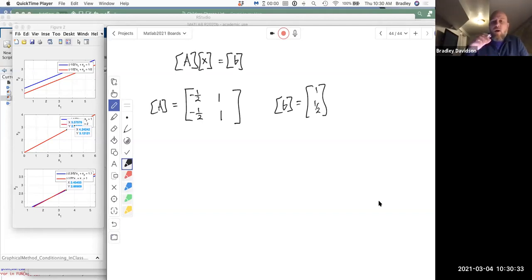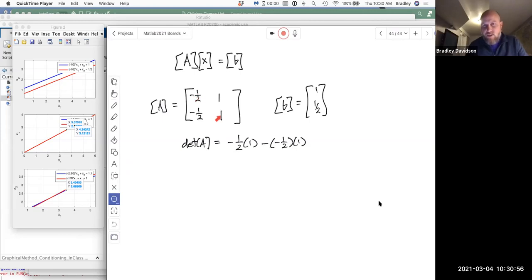Calculate really quickly the determinant of your matrix A. The determinant of the matrix A in the first system is going to be negative 1/2 multiplied times 1, and then we're going to subtract negative 1/2 times 1. So it's the 1,1 element multiplied times the 2,2 element, minus the 1,2 element times the 2,1 element. And you can see that what we're going to get is 0.